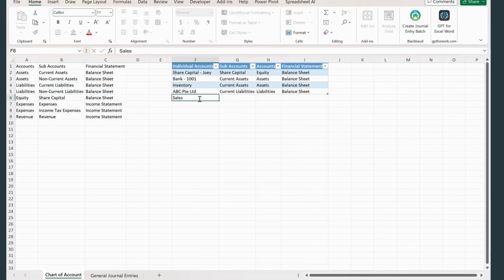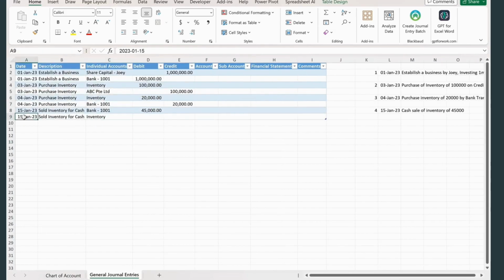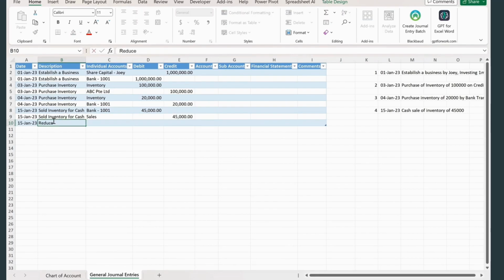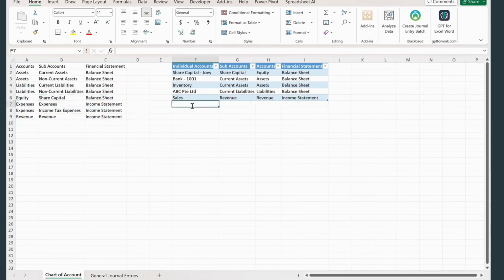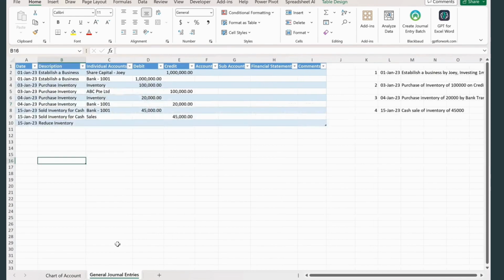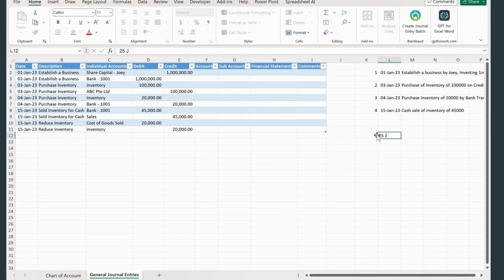We need to create sales account. We credit our sales by 45,000. Here we need to create the cost of goods sold. So we debit our cost of goods sold, let's say 20,000. So our inventory needs to reduce by 20K.